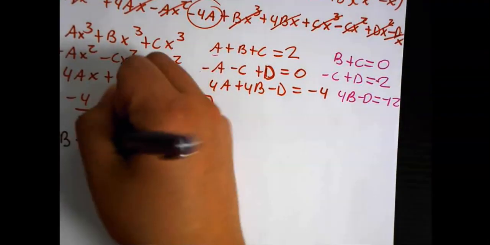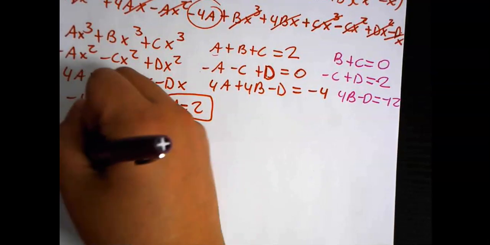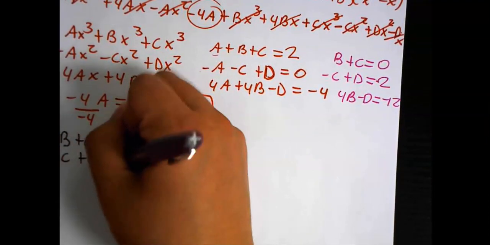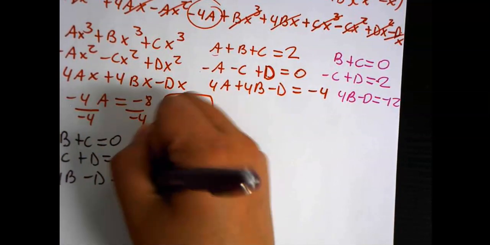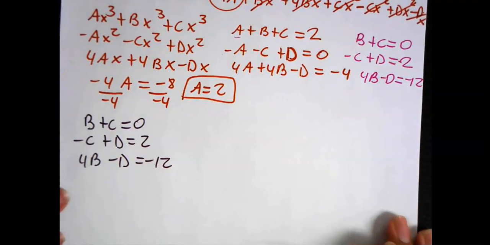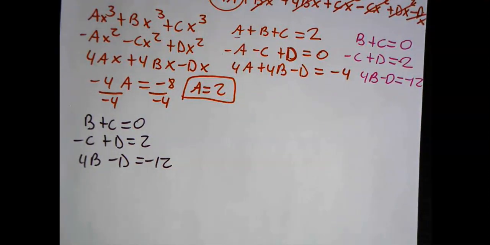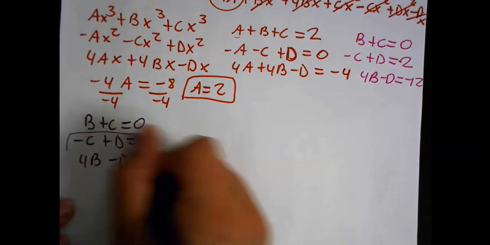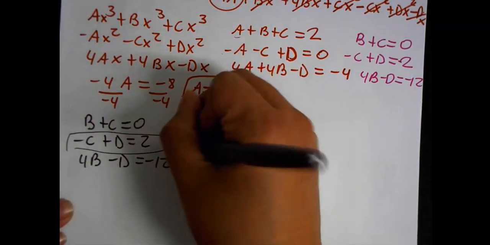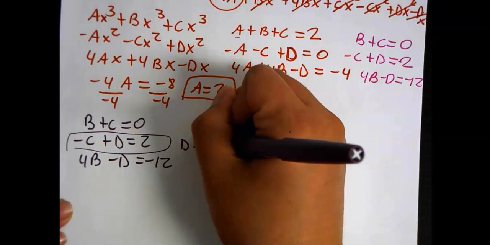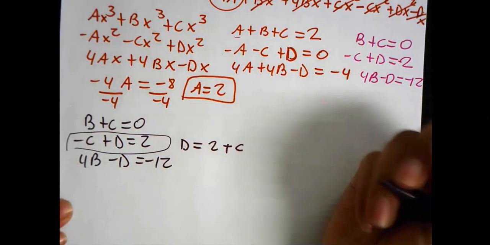I'm going to rewrite it a little bit because it was too messy there. B plus C equals 0. Negative C plus D equals 2. 4B minus D equals negative 12. Okay? I gotta do some substitution. I'm going to use this one. Doesn't really matter which one you do. Here I'm going to add the C. So D is going to be equal to 2 plus C.